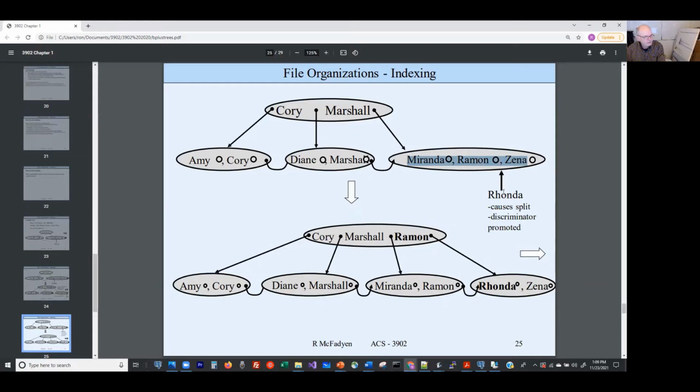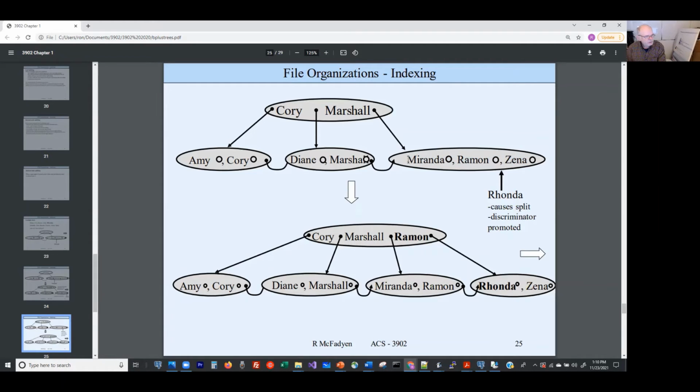The next insertion is for Rhonda. Searching this tree, starting at the root, Rhonda is not less than or equal to Corey, not less than or equal to Marshall. And so again, we follow this pointer to the rightmost subtree, which is a leaf. And so Rhonda belongs here, logically speaking, between Raymond and Zena. But this node is overflowing. It needs to split into two.